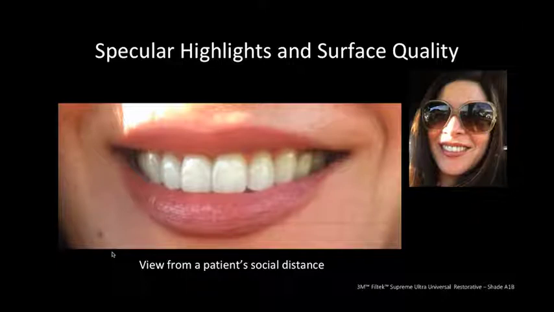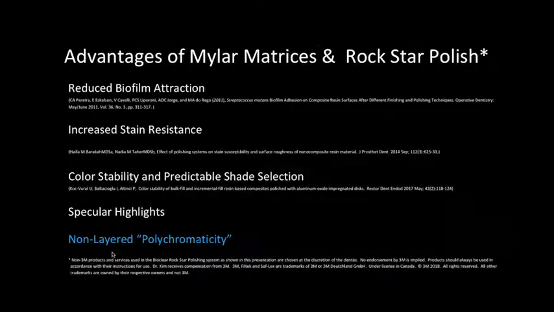And I think that if you look at it from a couple of feet away, the quality of the restorations is quite appropriate. Now what we're going to do is talk about the last advantage of the Rockstar polish and the Mylar finish that we have listed here, which is what I was calling non-layered polychromaticity. And what do I mean by that?